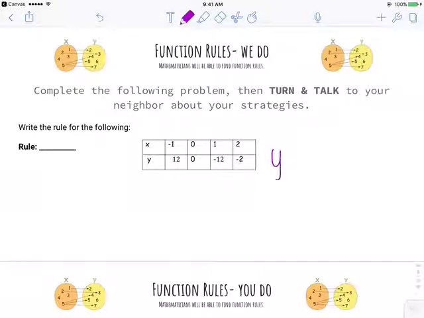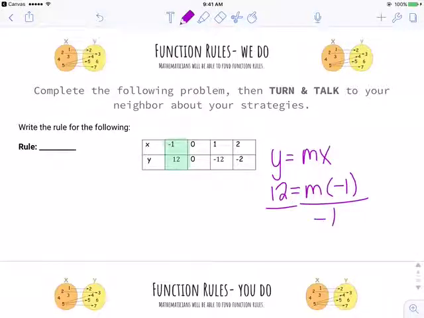So y equals mx, choosing the first one, I put in 12 for y, I put in -1 for x. I divide by -1 on both sides, and m equals -12. So the rule is y equals -12x.